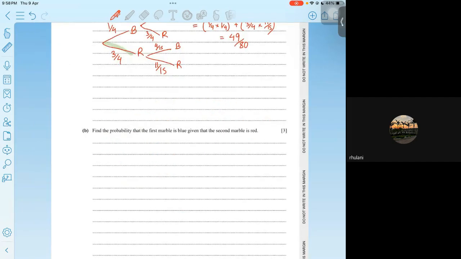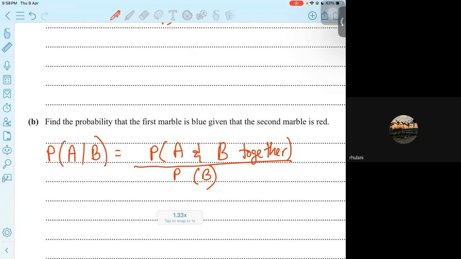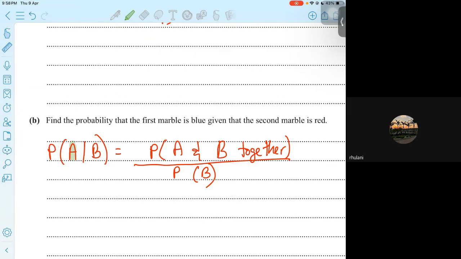Find the probability that the first marble is blue. Sorry, find the probability that the first marble is blue given that the second marble is red. So this is a question for conditional probability. And the way we write this is P of A given B, which is P of A and B together divided by just P of B. So that's the formula. The formula basically says that given that event B has happened, find the probability that event A also happens, right?